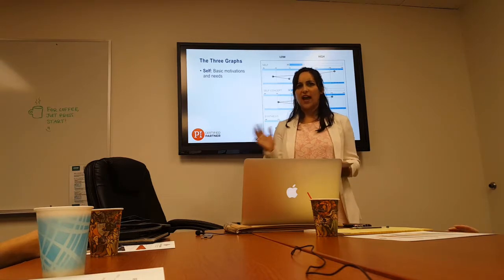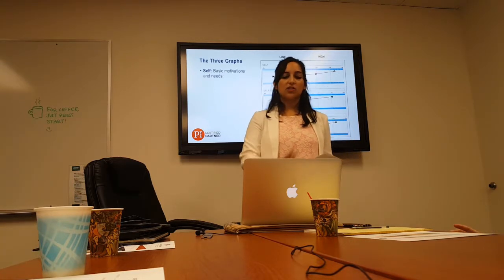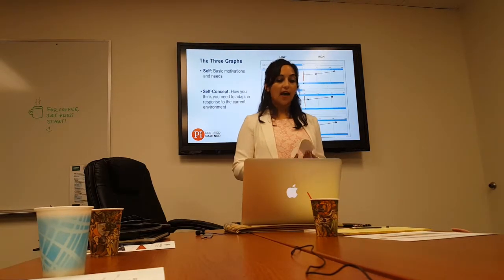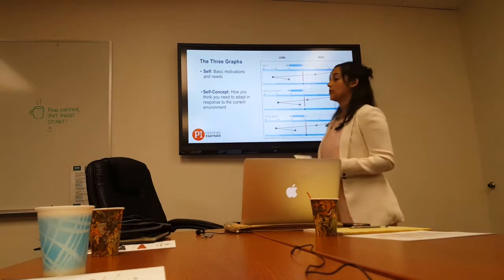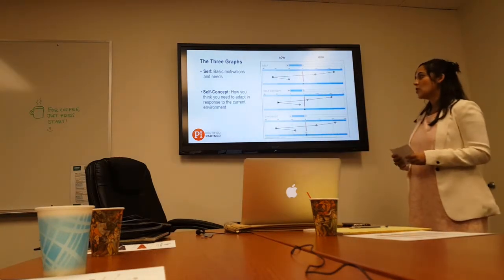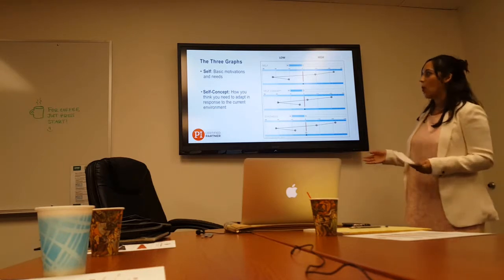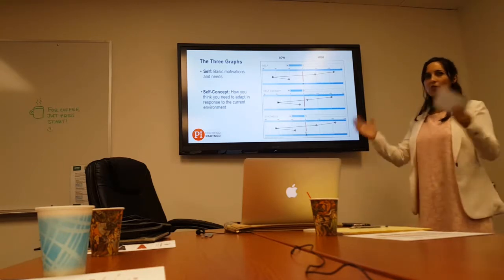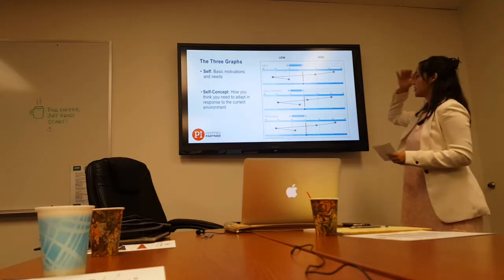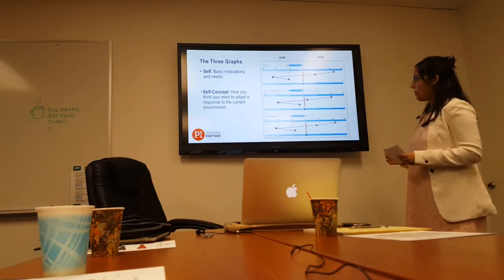We'll go through those factors again so we can revisit them, but just so you have an idea of what these graphs represent. The second graph is the self-concept, how you think you need to adapt in response to the current environment. So that's the answer to that first question. Who do you believe you need to be in your role? Who do you think others perceive you to be? All of those combinations of questions. This is the visual representation of what that means.